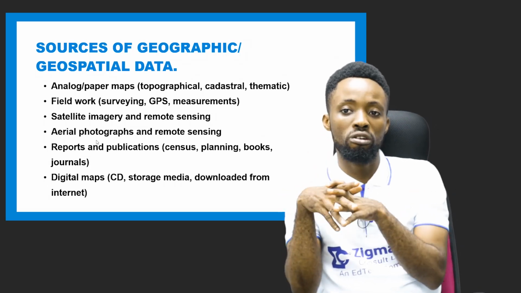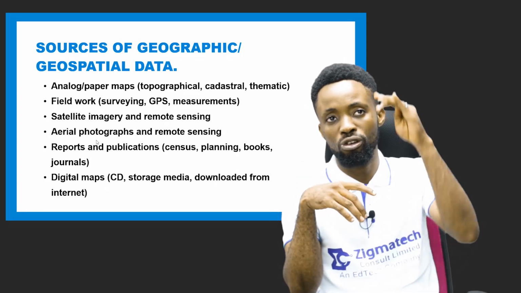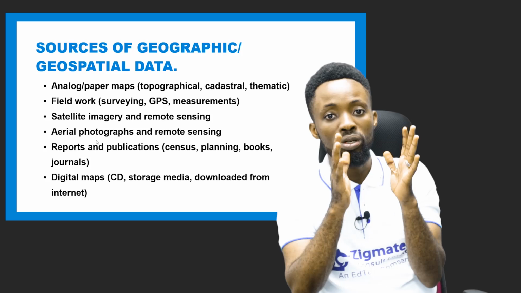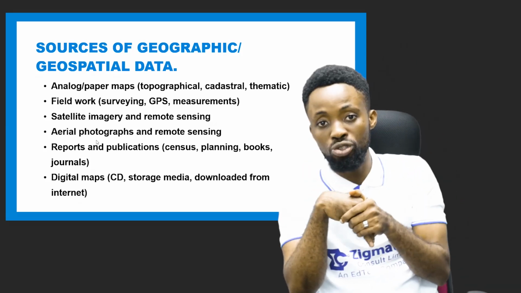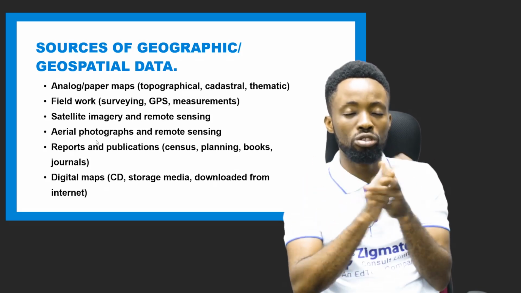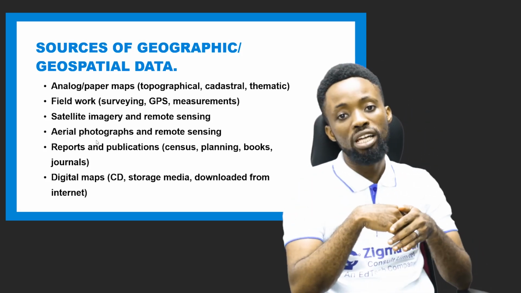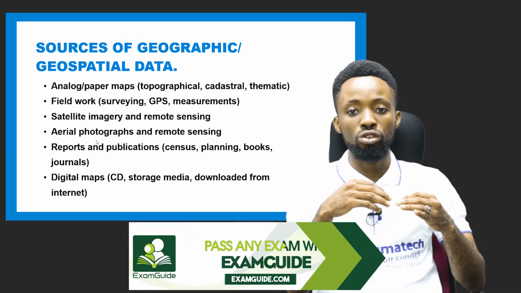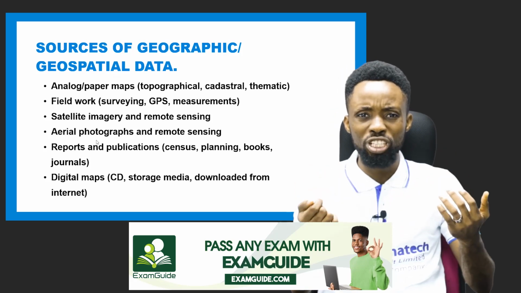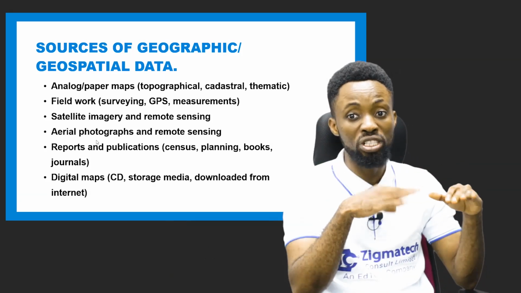Then the next source of geographic data is aerial photographs. Photographs that we get from the atmosphere, via drone, via cameras that are installed up in the atmosphere, or from higher buildings. They are sources of geographic data. And geographic data can also be gotten from reports, from publications that we have within us. If you go to the urban planning office, you can get publications there, you can get reports there. These are sources of geographic data or sources of geospatial data.